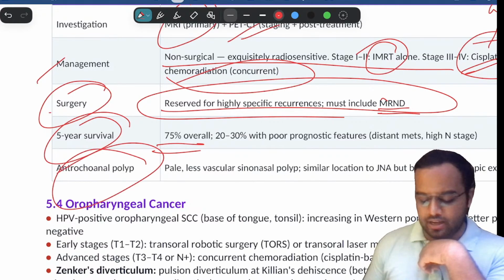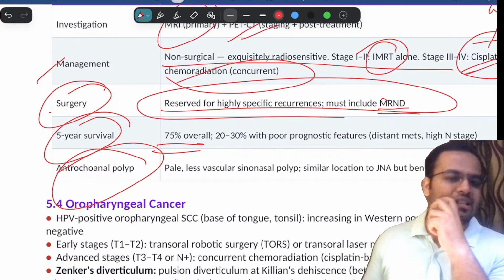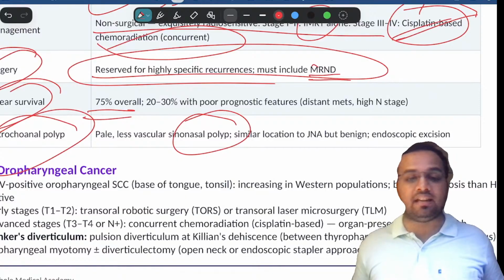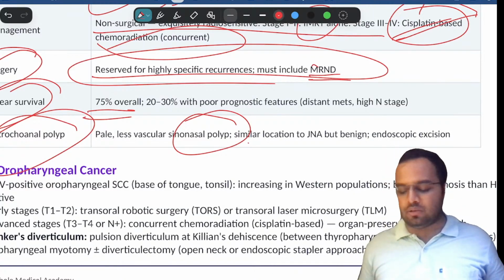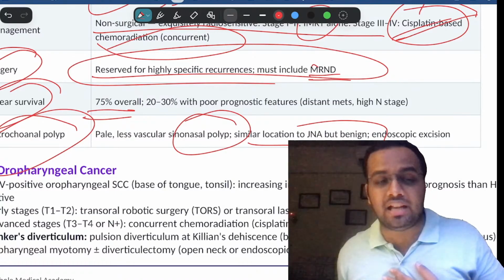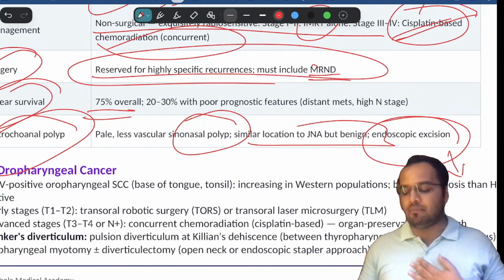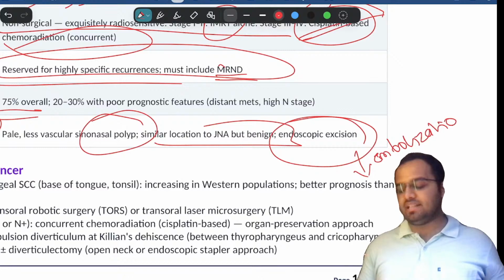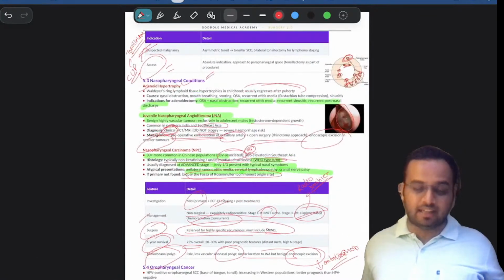So what is an antrochoanal polyp? Whenever the polyps are going to be developing from the maxillary sinus, it is called an antrochoanal polyp. So it is not vascular, it is going to be a pale lesion. JNA is going to be a highly vascular, red and pink color lesion, with the same location as juvenile nasopharyngeal angiofibroma, but it is benign. And always you are going to go for an endoscopic excision. Here you don't need to give embolization. So that's what is very much important when you are studying these diseases.